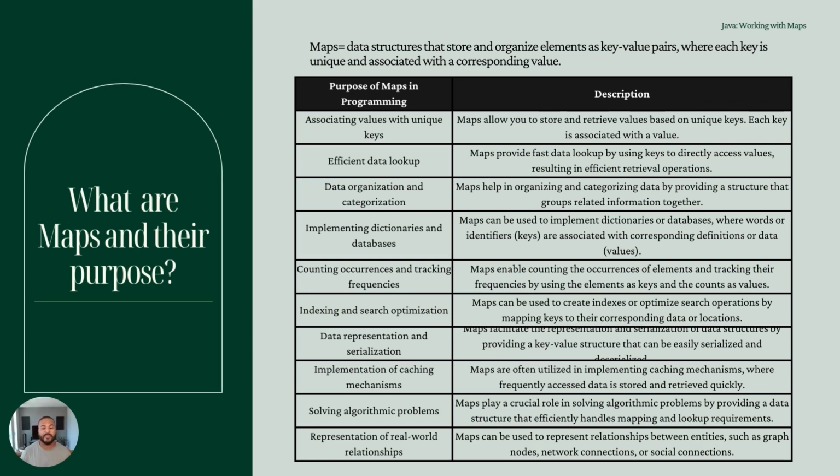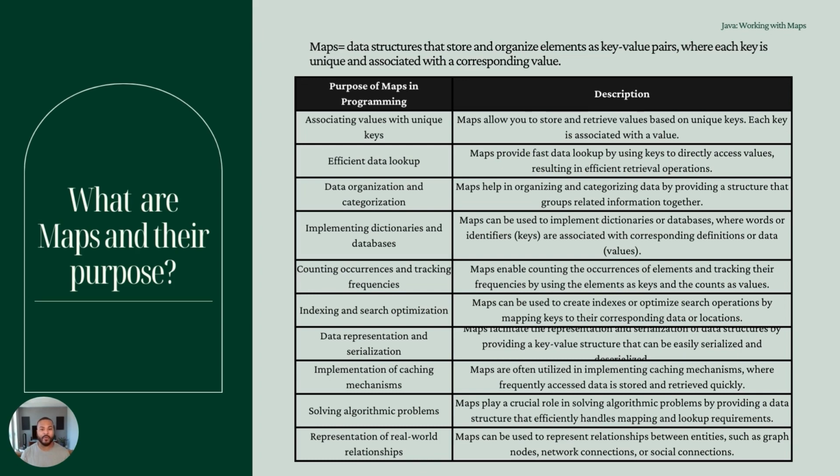The primary purpose of maps is to establish a one-to-one mapping between unique keys and corresponding values. This allows for efficient and direct access to values using their associated keys, making maps ideal for key value data representations.